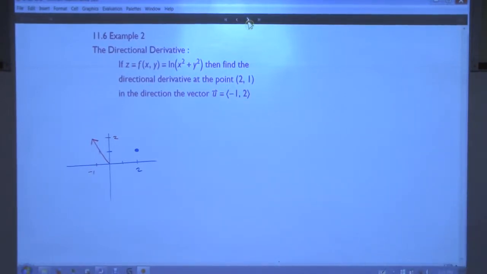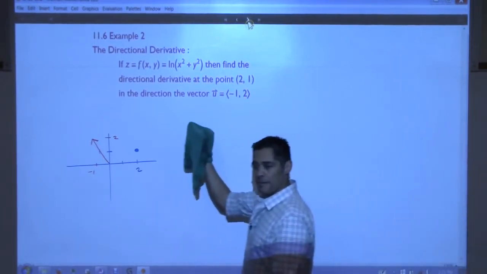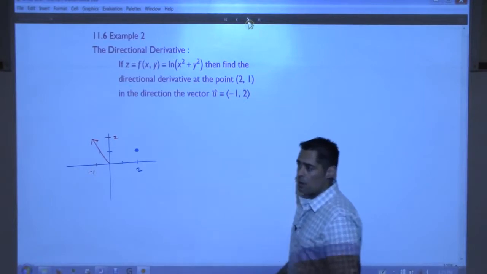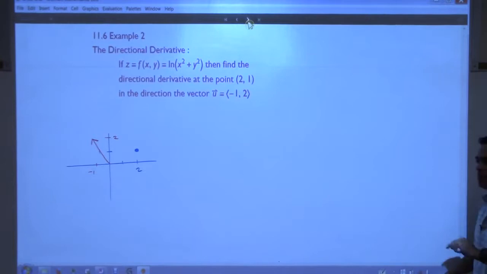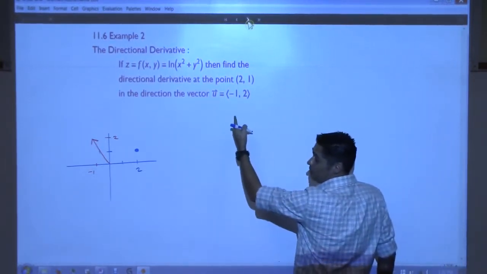Okay. So we need a couple of things: partial derivatives, which we should be able to take, right? And we need to figure out what our u is. U is given to us, or is it? It's not a unit vector. So we can't call that the u. Even though I called it u here, I'm trying to trick you. So this is not a unit vector.